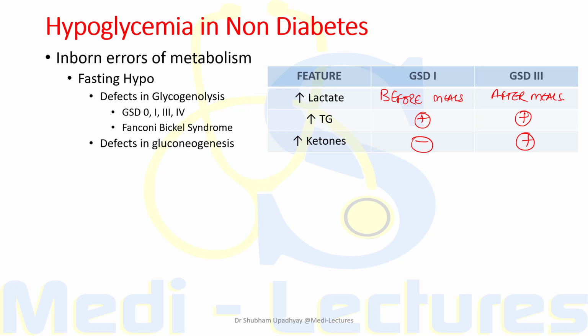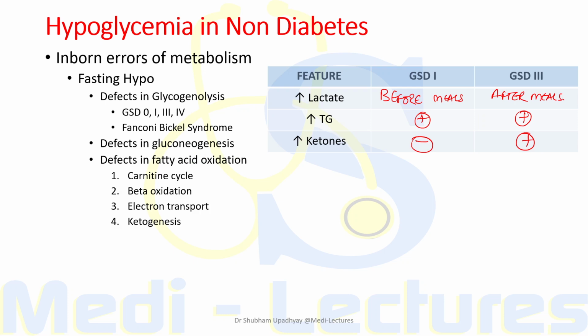Then there can be certain defects in gluconeogenesis, and defects in fatty acid oxidation like defects in the carnitine cycle, beta oxidation, electron transport system as well as ketogenesis. So these all will lead to fasting hypoglycemia in adults as well as neonates.